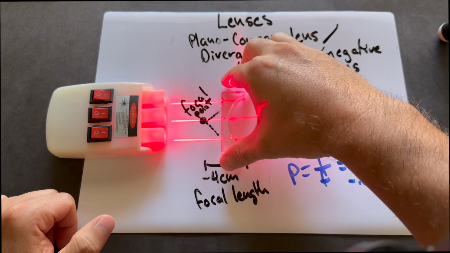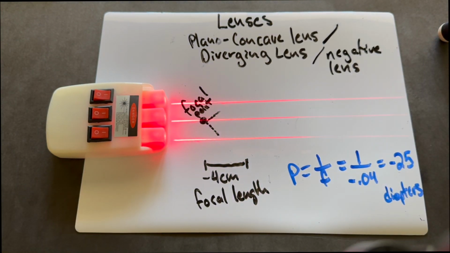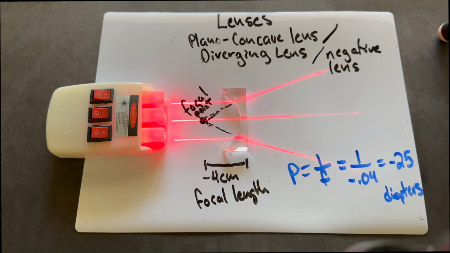And once again, let's put this to the test. Does changing the orientation change where the focal point is? We can see that the focal length and the focal point really remain the same, regardless of the orientation.